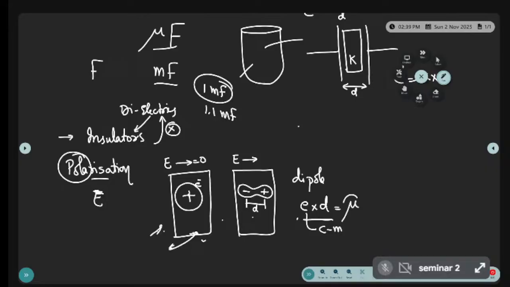But what does this mu depend on? Mu is depending on field strength E. If E increases, d increases. Which means mu increases. So dipole moment is directly proportional to E. I can write it or not? Dipole moment is directly proportional to E. Okay, right.